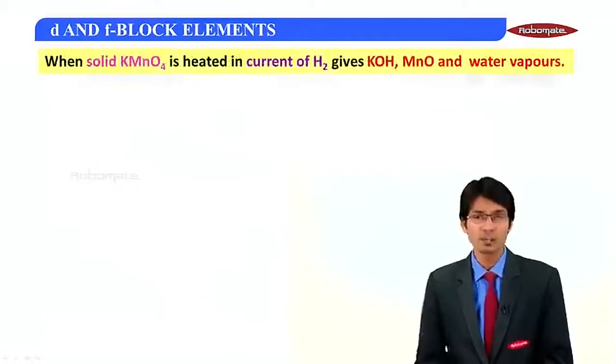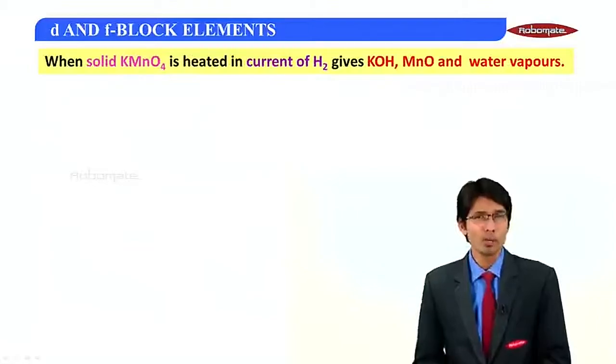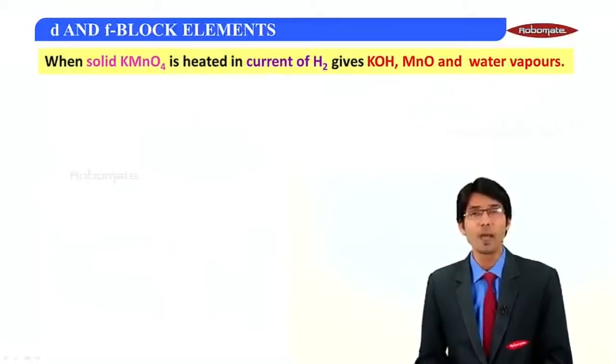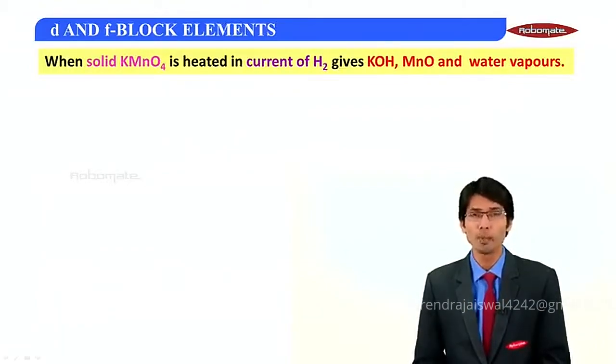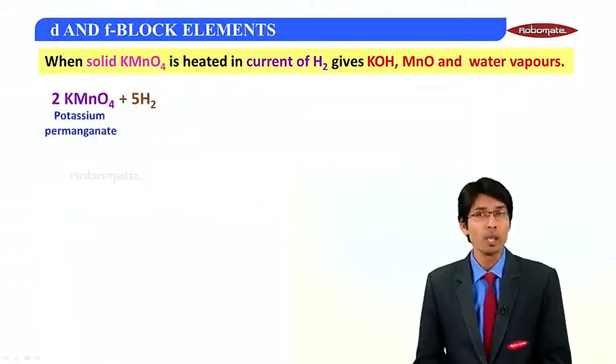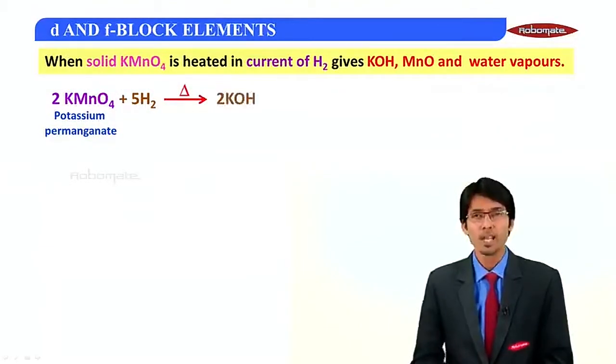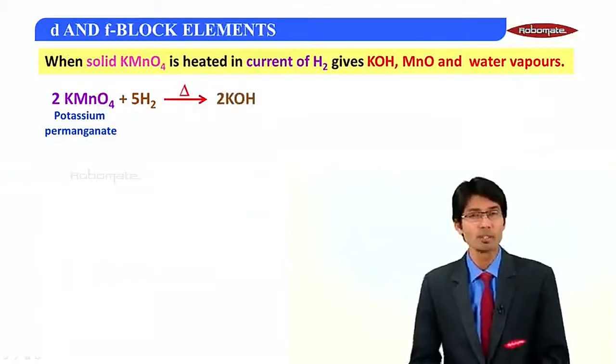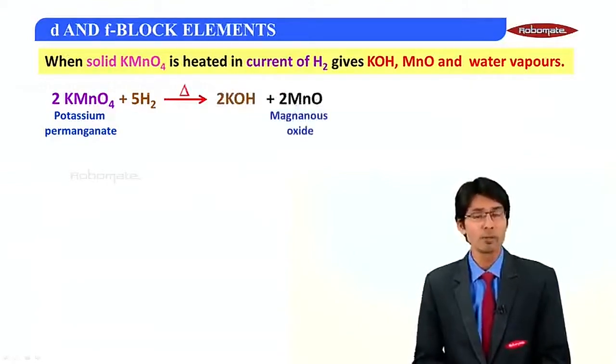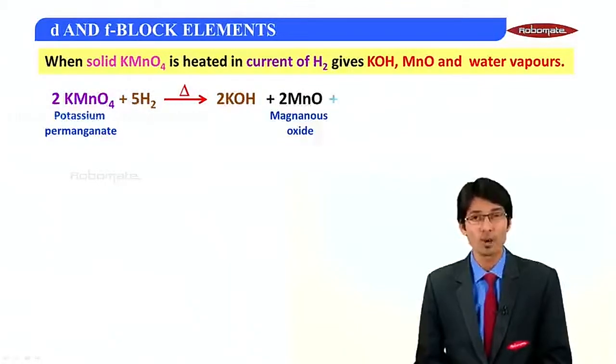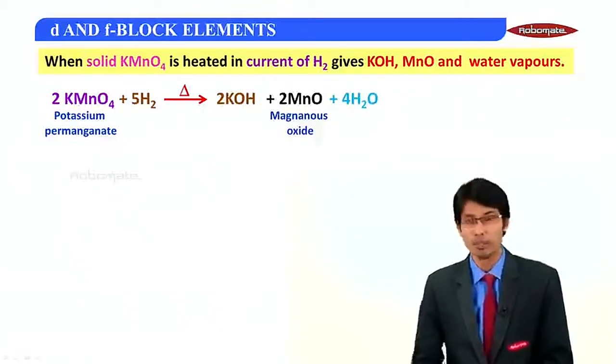Moving to the next reaction, solid KMnO4, if heated in a current of hydrogen gas, gives potassium hydroxide, MnO, that is manganese oxide, and water vapor. In the reaction, potassium permanganate is heated with H2, a stream of hydrogen gas is passed, and it forms potassium hydroxide, which is a very strong alkali, and the formation of MnO, that is manganese oxide, and water vapor.